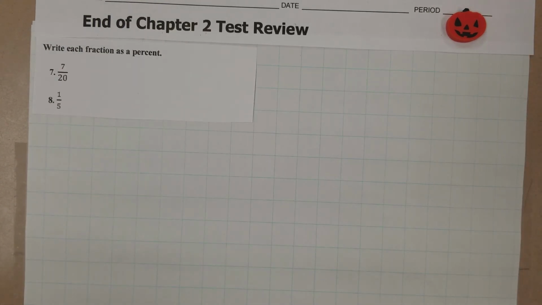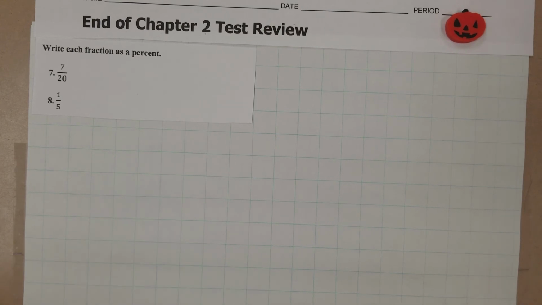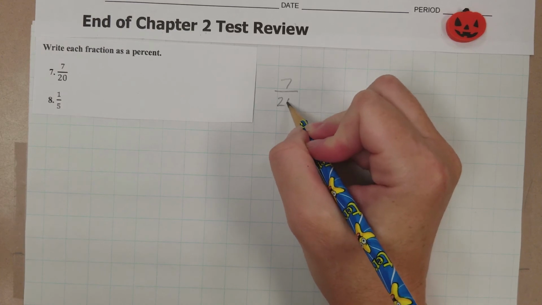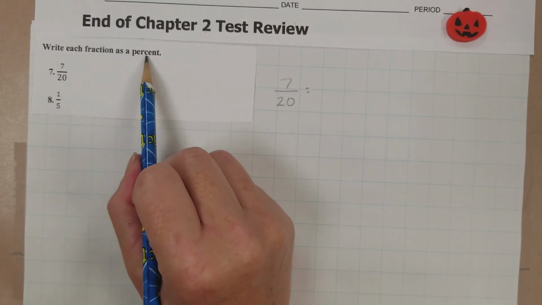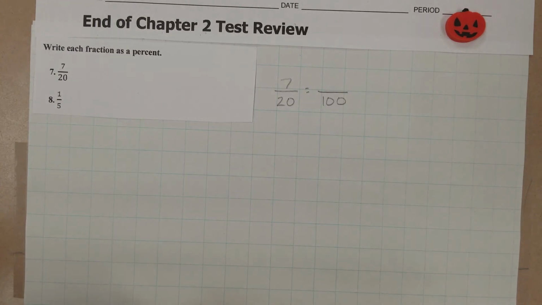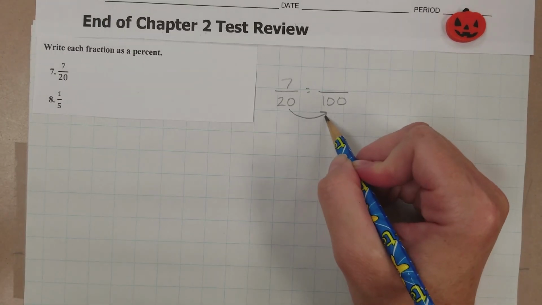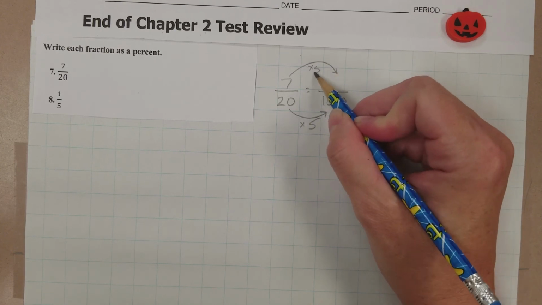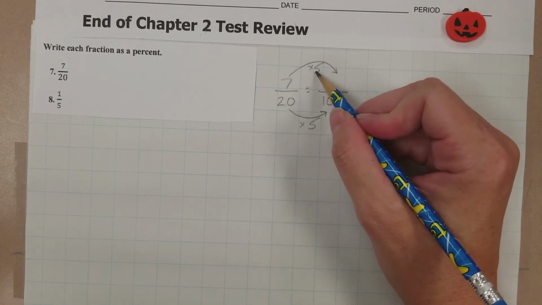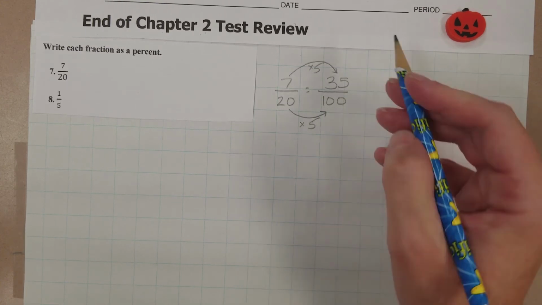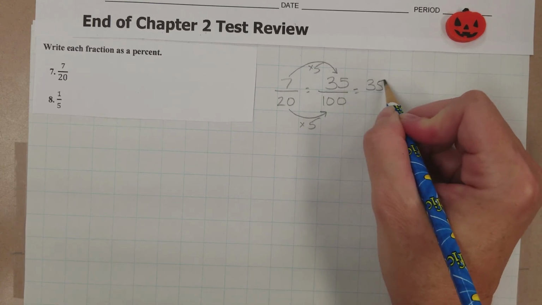Write each fraction as a percent. 7 20ths and 1 5th. 7 20ths. Percent means per hundred, so I'm going to make this out of 100. I can do that by multiplying by 5 on the bottom and 5 on the top. 7 times 5 is 35. 35 hundredths equals 35%.